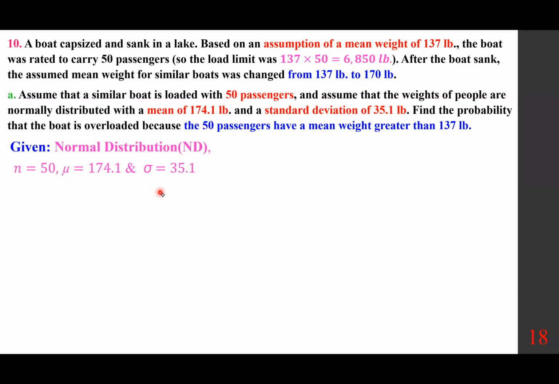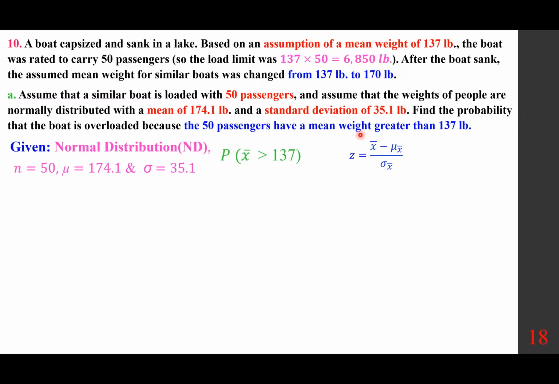So what do we want to check? Find the probability that the boat is overloaded because the 50 passengers have a mean weight greater than 137. So probability of X bar larger than 137. Again, please understand, we may have to read this a couple of times to write this. And when we write this, we are practically done because the rest is very simple. Z is X bar minus mu of X bar over sigma of X bar.